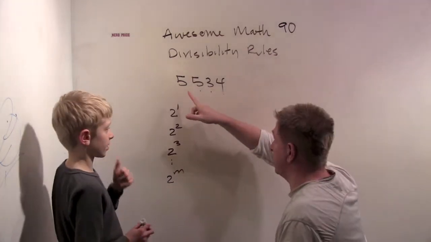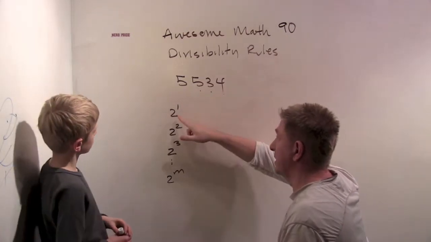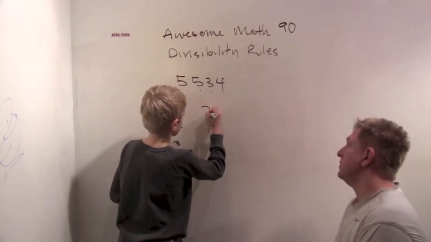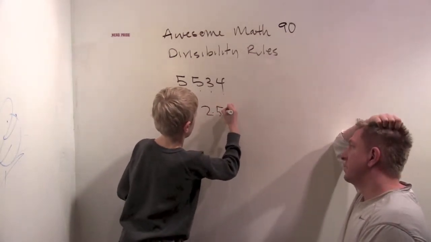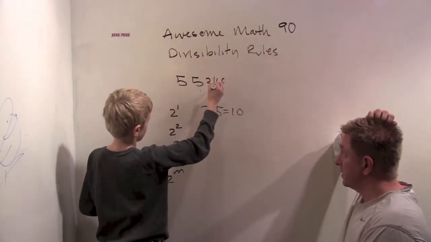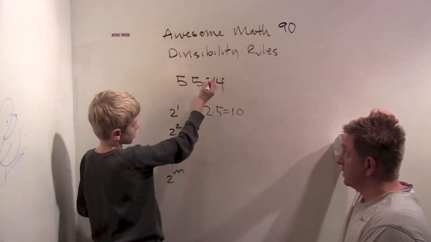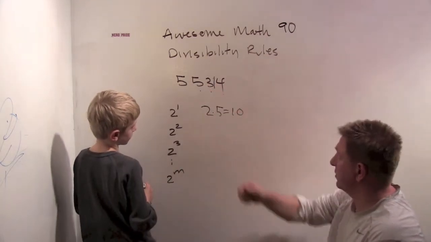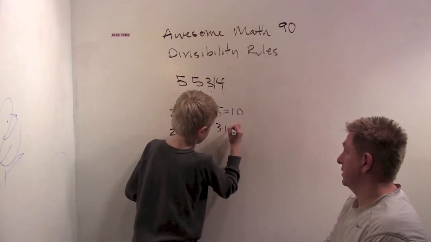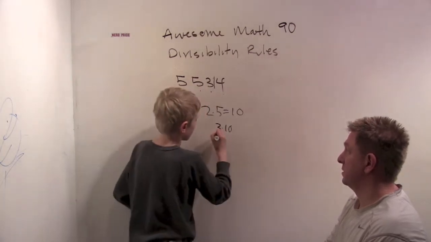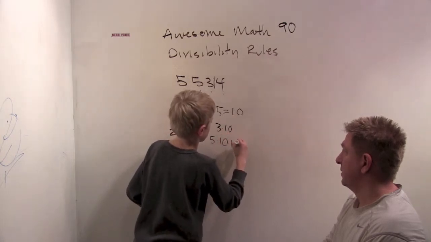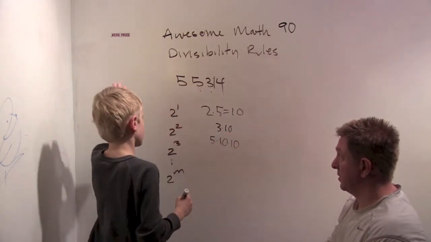Why, if we're going to try to determine if 5, 5, 3, 4 is divisible by 2, we only need to look at the last digit? If you take 2 and multiply it by 5 to get 10, then anything past the last digit you can make with tens. You can split it: that's the tens digit, you can say 3 times 10. 5 times 100, you can say 5 times 10 times 10. Great. So that's for 2 to the 1.